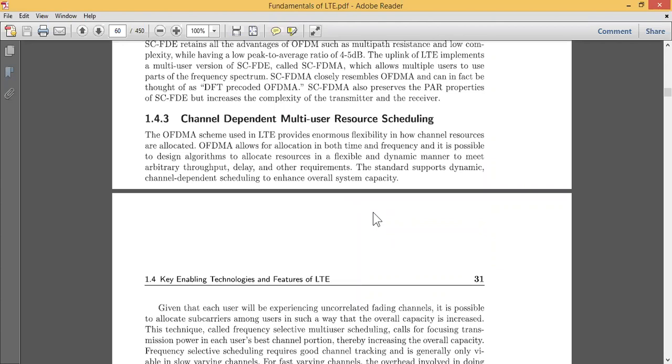The only thing we need to focus on here is how you are trying to allocate the resources and how you are trying to increase the capacity of the channel.